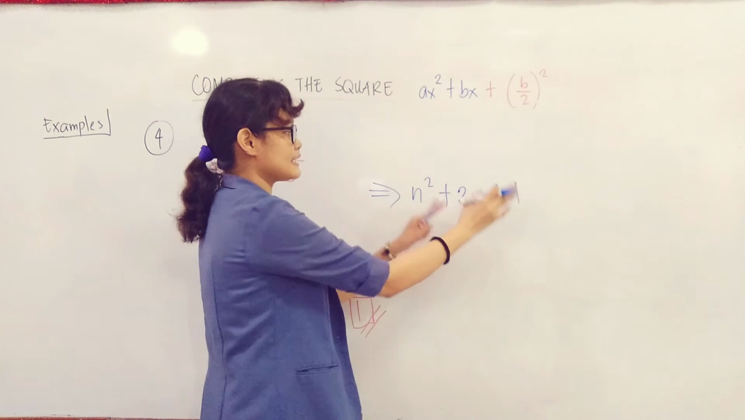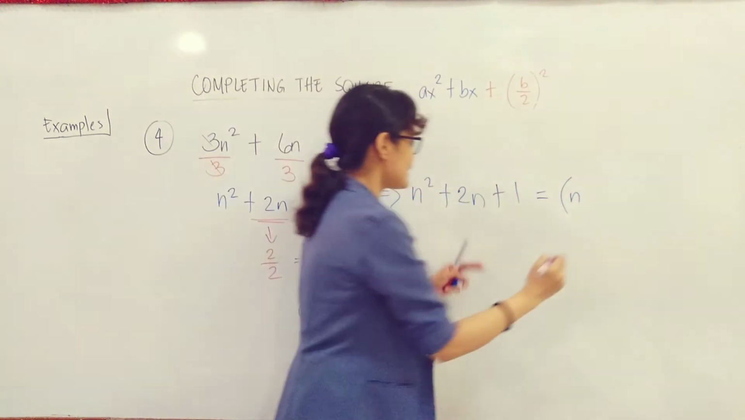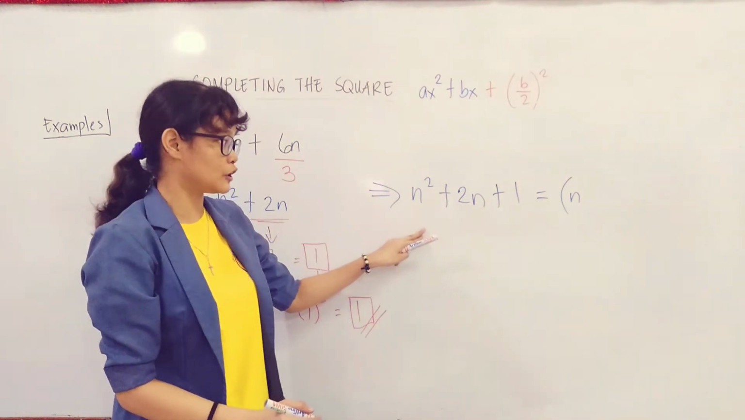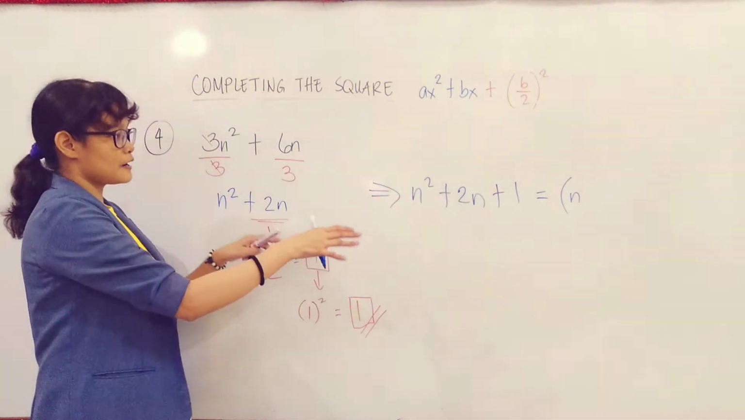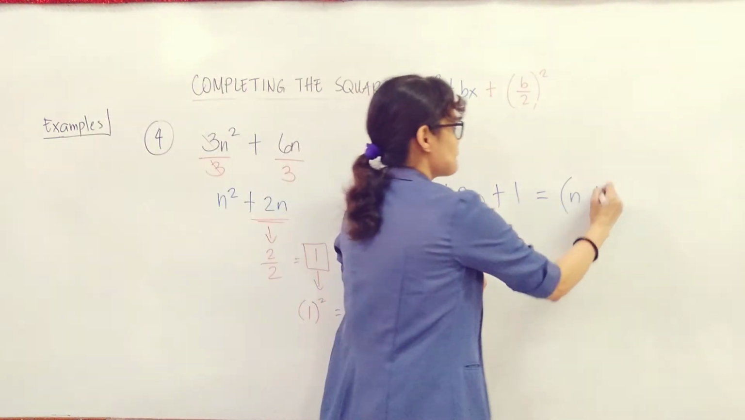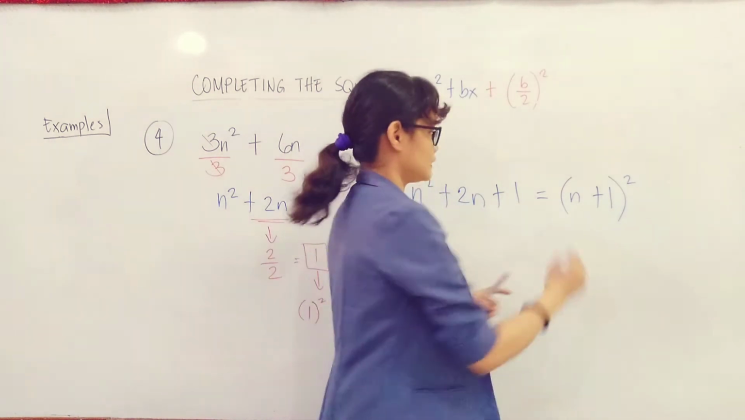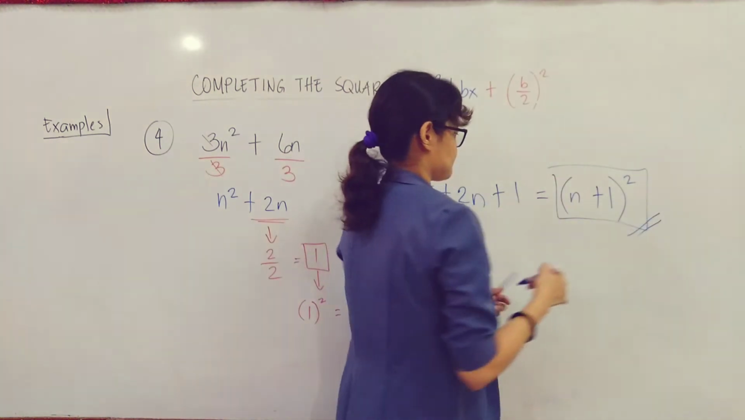Again, this is a PST and this trinomial can be written as n, kasi n na yung gamit natin variable dito. And then look at the, yung kalahati ng middle term mo. You have positive 1. So this is n plus 1. And again, do not forget the exponent 2. So this is your answer.